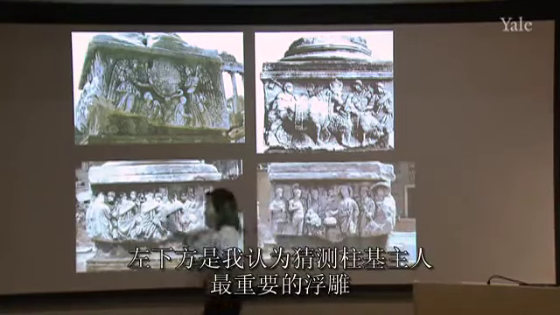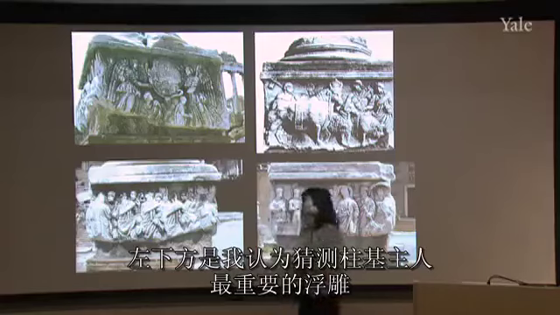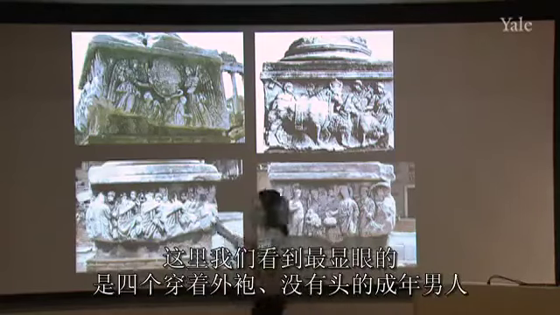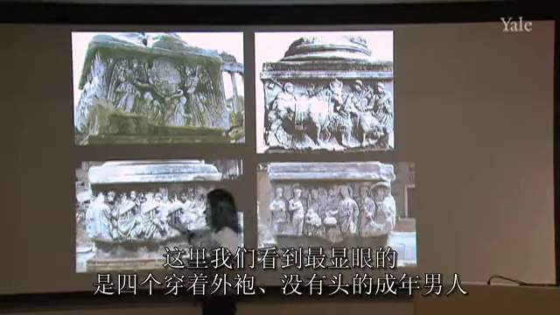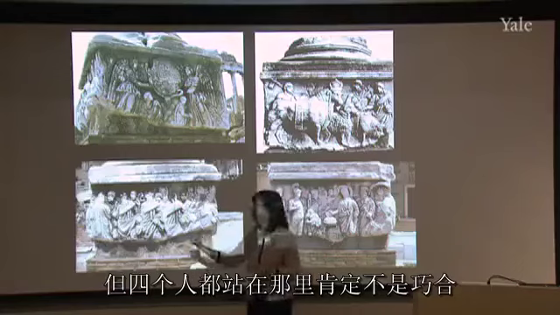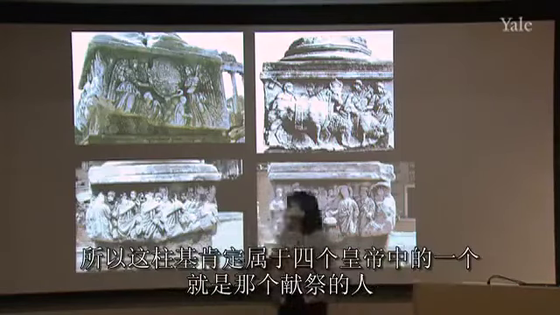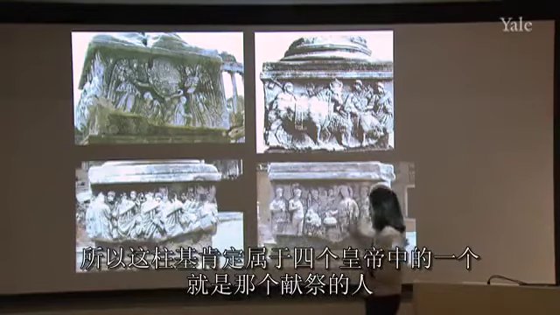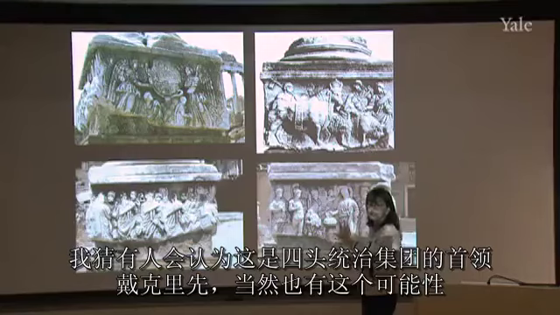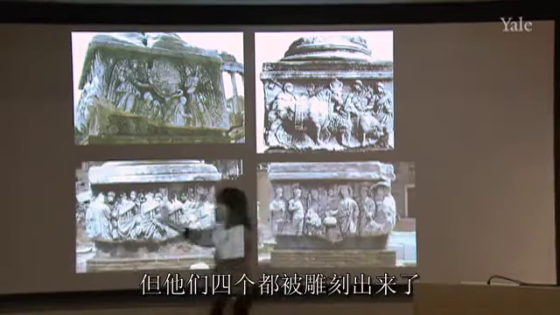This is the most important relief, I believe, in terms of speculating about whose base this might have been. We see 4 figures, 4 adult males in the foreground with togas, all of them headless, unfortunately. But 4 of them, that's no coincidence, all 4 standing there. So while we see one of them, this is his base, one of them sacrificing here, I guess one could argue it's Diocletian as the head of the Tetrarchy. That would be another possibility. But the 4 of them represented here.